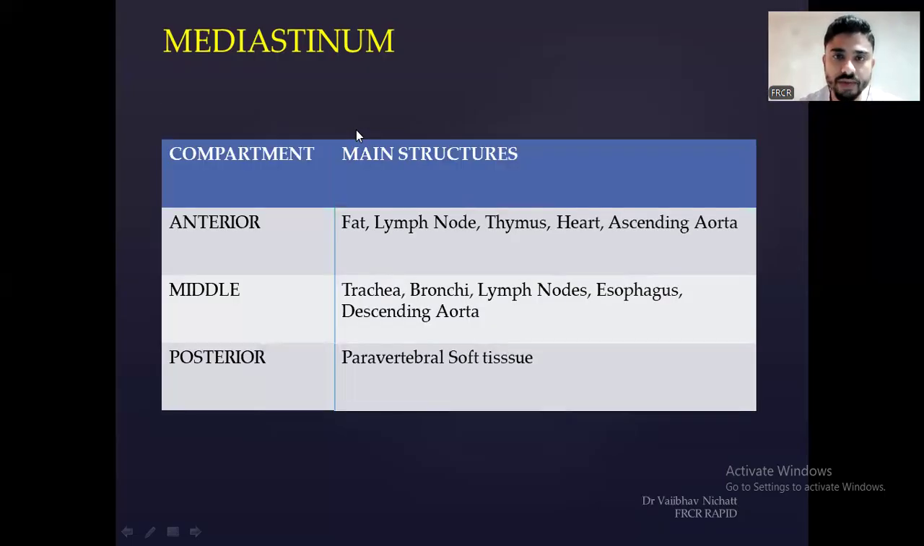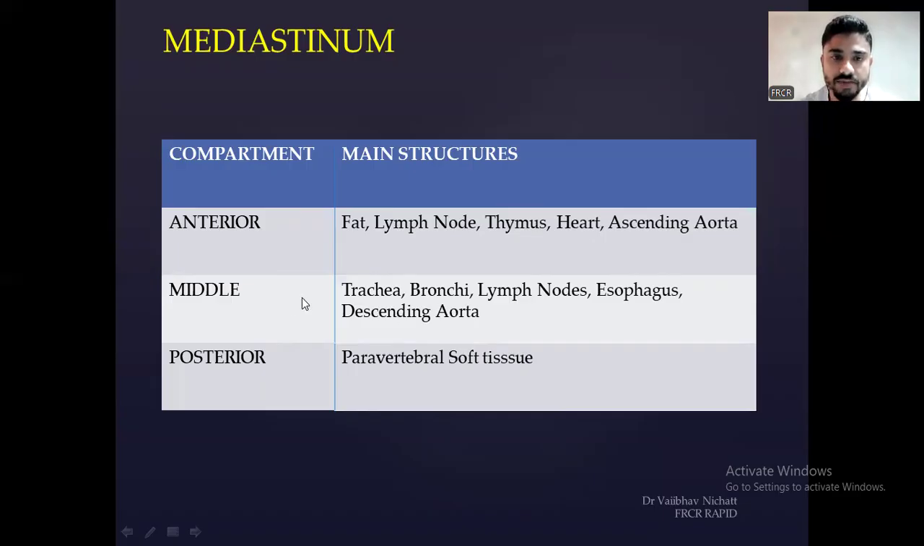Now, what are the main structures in anterior mediastinum, middle mediastinum, and posterior mediastinum? You need to know the main structures, because then you will be able to tell the differential diagnosis based upon where the lesion is located. In anterior mediastinum, there are main structures such as fat, lymph nodes, thymus, heart, and ascending aorta.